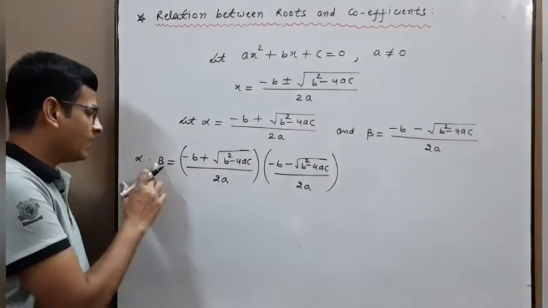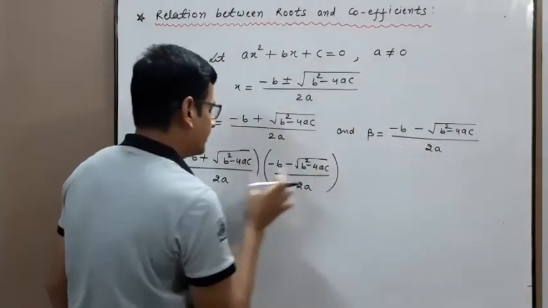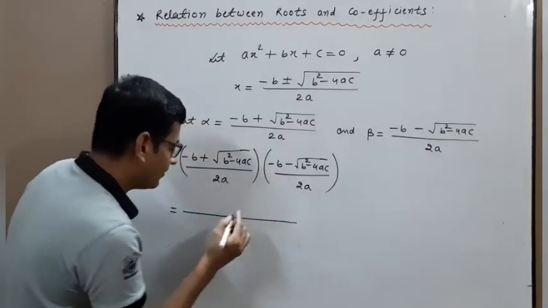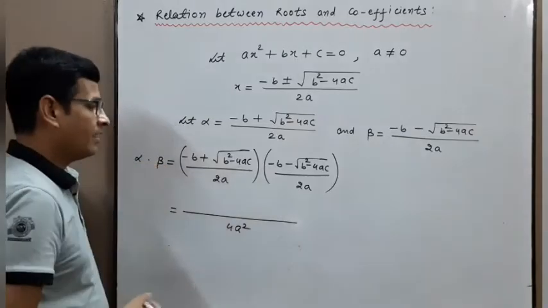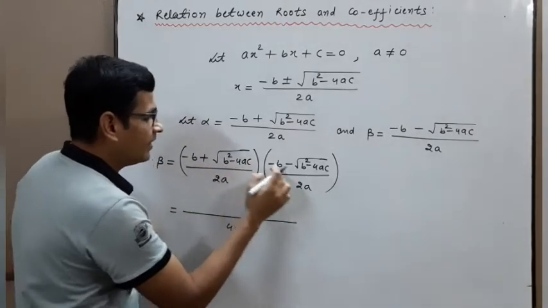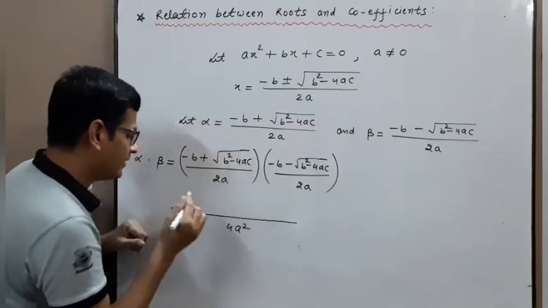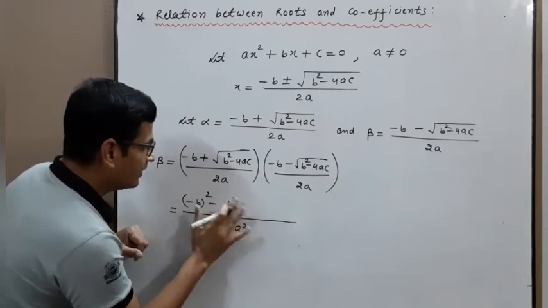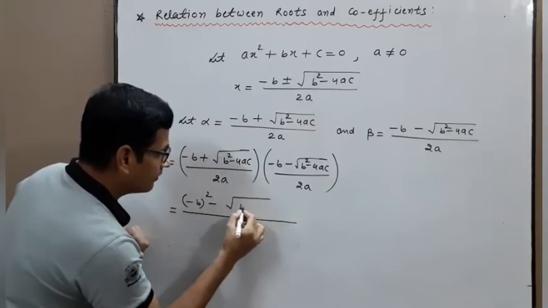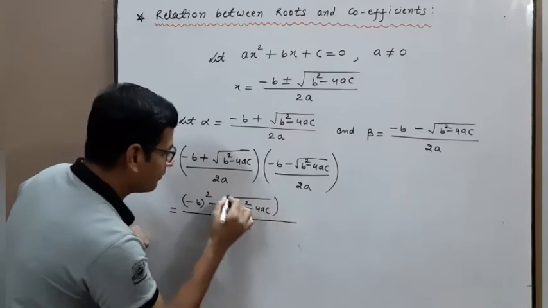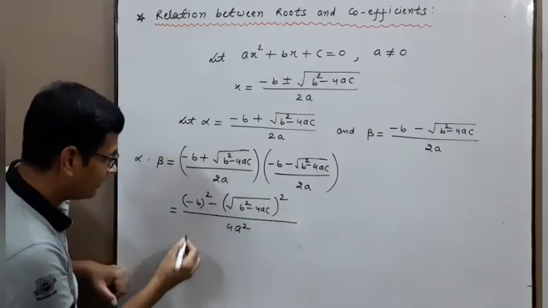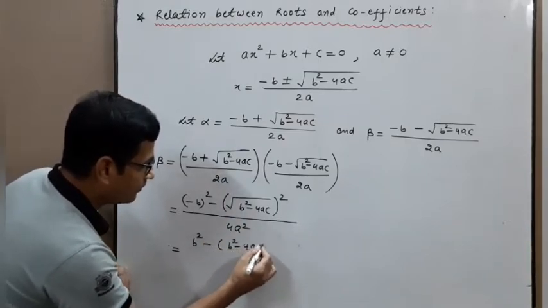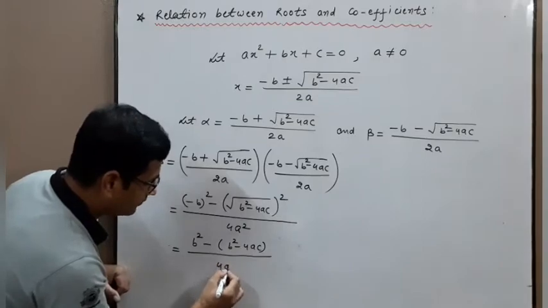Now the product of roots, alpha into beta, means this into this. Now multiply: 2a into 2a is 4a square. Now this looks like a plus b and a minus b, so a square minus b square. So minus b whole square minus root b square minus 4ac whole square. Now simplify: b square minus b square minus 4ac upon 4a square.